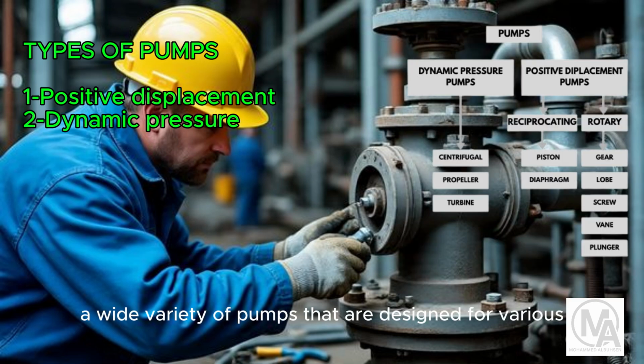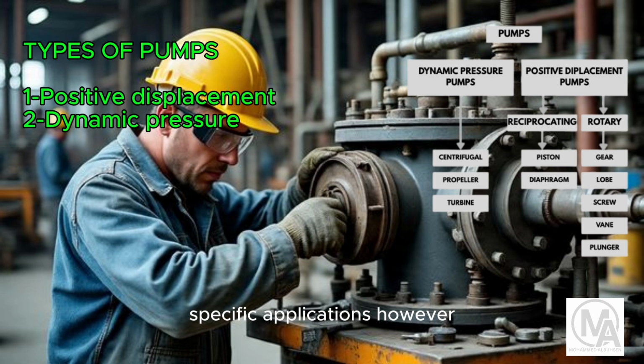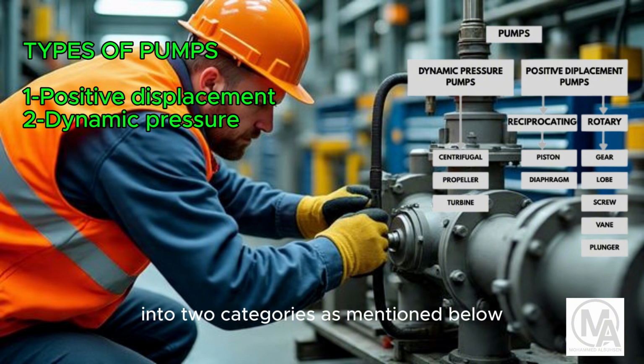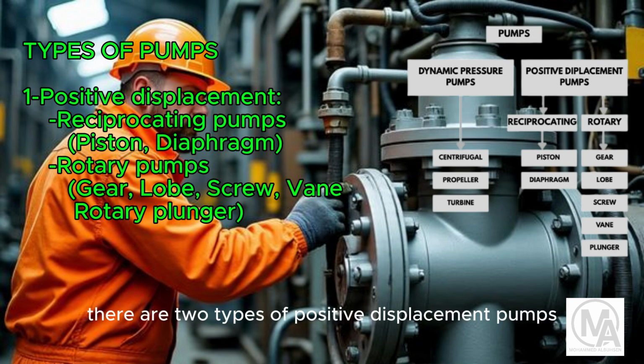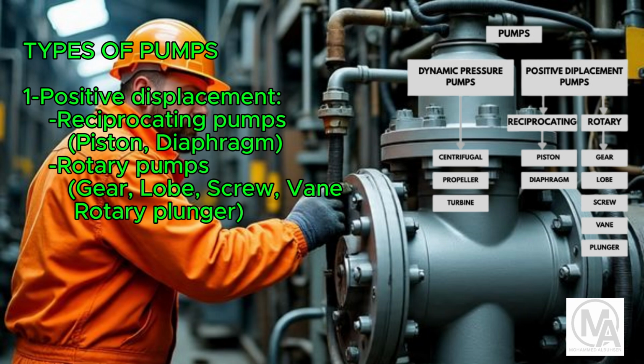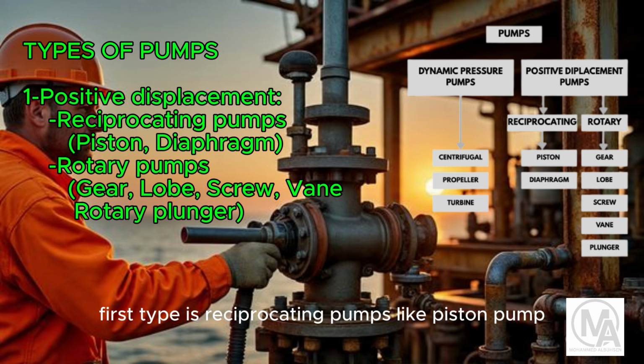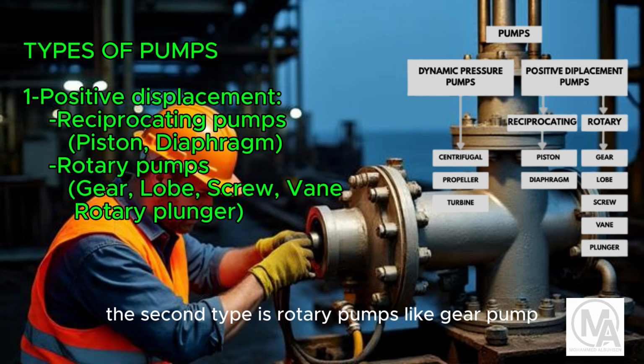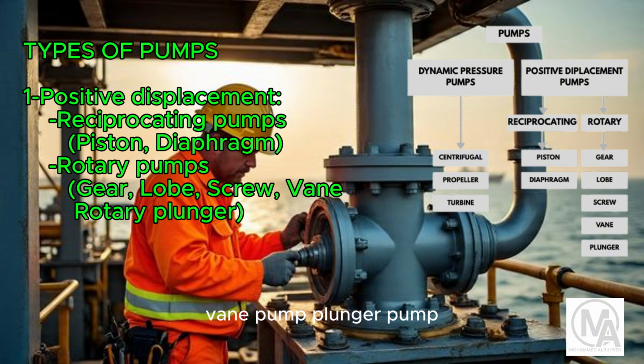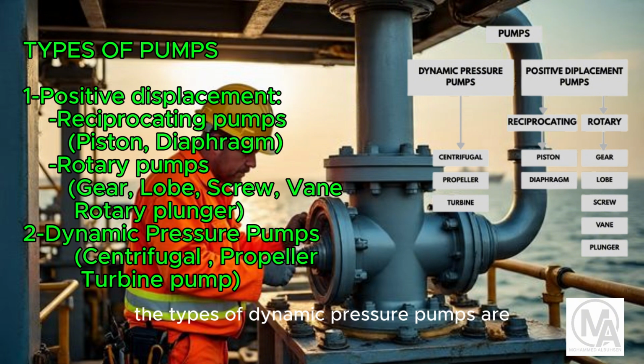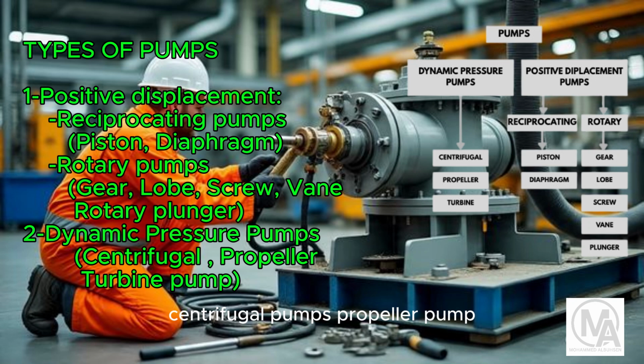There exists a wide variety of pumps that are designed for various specific applications. However, most of them can be broadly classified into two categories as mentioned below: positive displacement and dynamic pressure pumps. There are two types of positive displacement pumps. First type is reciprocating pumps like piston pump, diaphragm pump. The second type is rotary pumps like gear pump, lobe pump, screw pump, vane pump, plunger pump. The types of dynamic pressure pumps are centrifugal pumps, propeller pump, turbine pump.